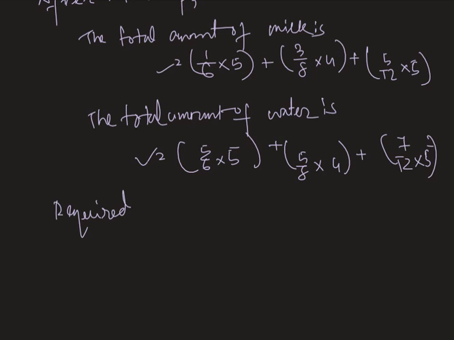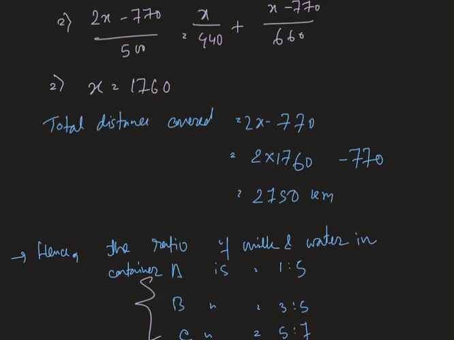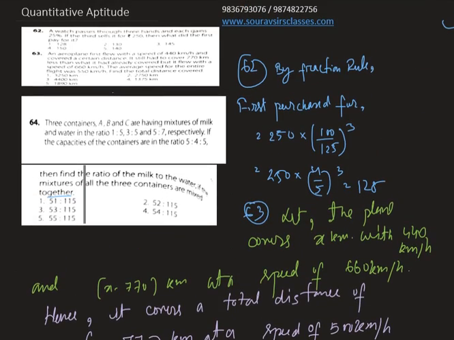Therefore the required ratio is equal to 106 divided by 230, therefore 53:115. So our required answer is 53:115. That is option 3.